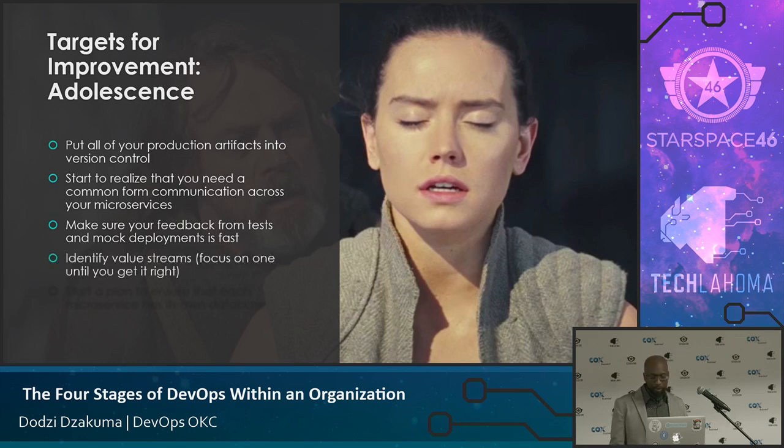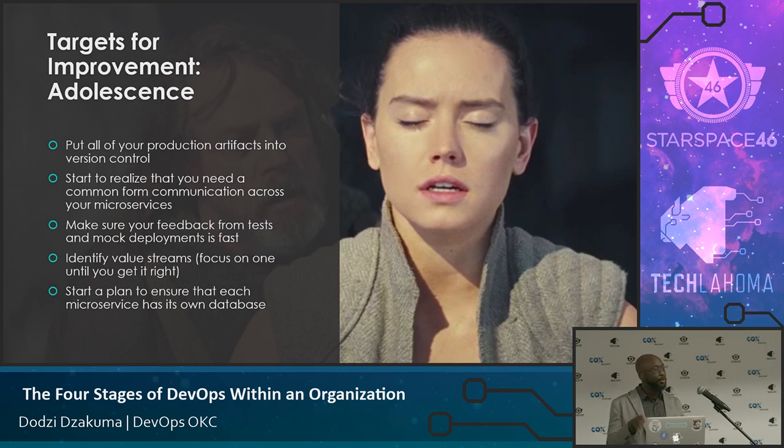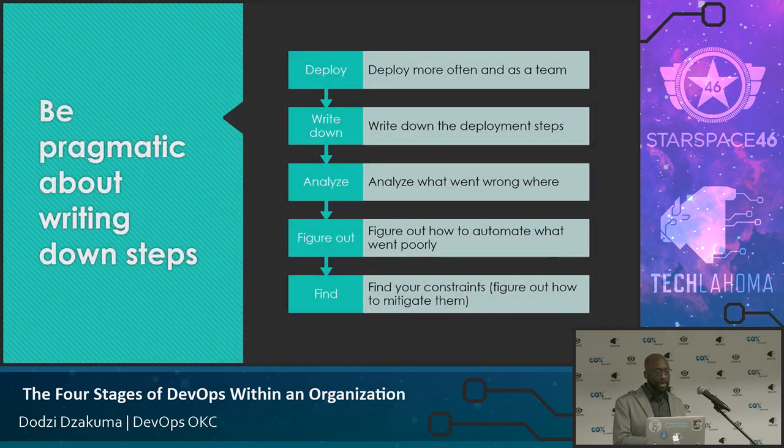You identify your value streams. We already talked about that. And you want to start a plan to ensure that each microservice has its own database. We also want to be more pragmatic about writing down the steps to deployment. You want to deploy as a team. Go together, write down the steps to deploy, have them someplace where everyone can see them, go through, analyze what went wrong, why it took us 30 hours instead of 1 hour, figure out how to improve that, and then find the constraint that's preventing you from doing that so you can get improvement overall through the company.